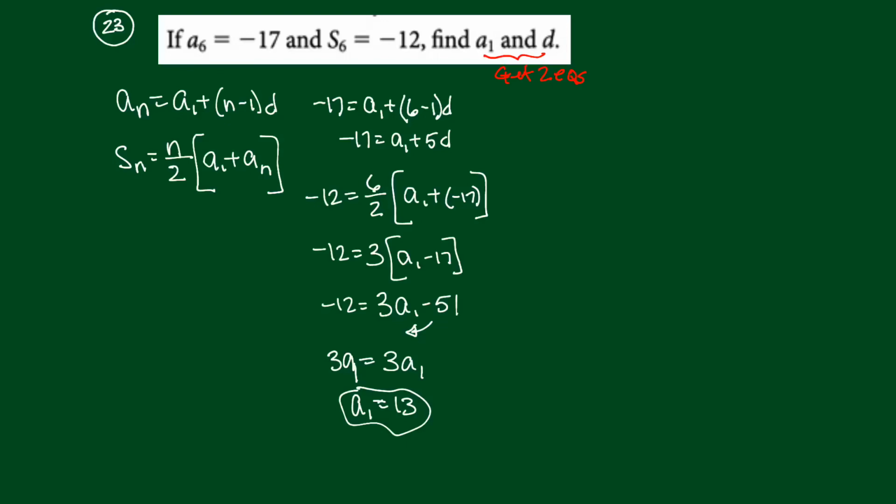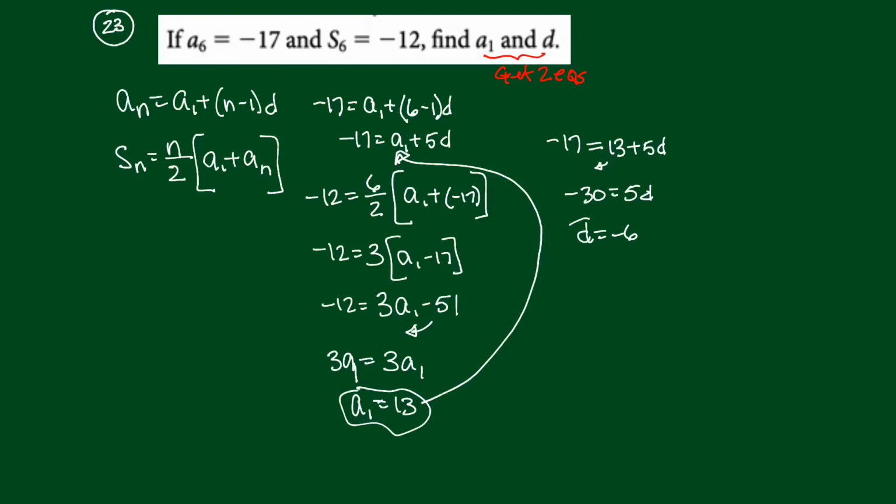Now, I think what I could do is put that A1 back in here, and I can get D. If I know A1, I can get D. So let's do that. That's going to give us now negative 17 equals A1, which is 13, plus 5D. Let's subtract that 13. So how about negative 30 equals 5D? And you just know you're doing it right because the 5 goes nicely into the 30. So D is negative 6.